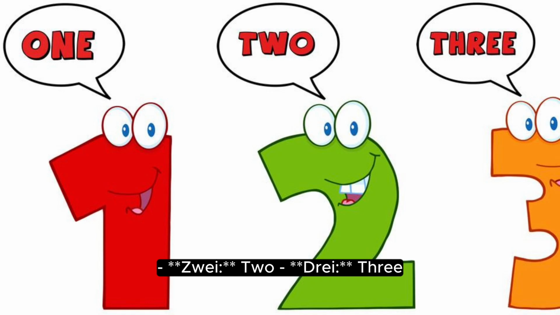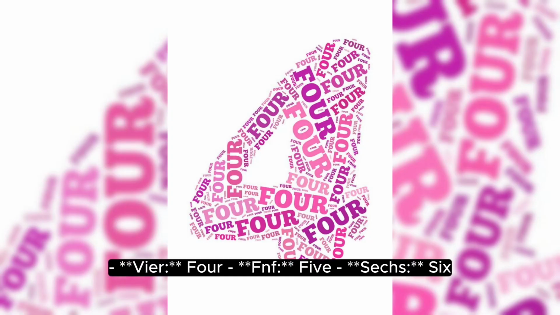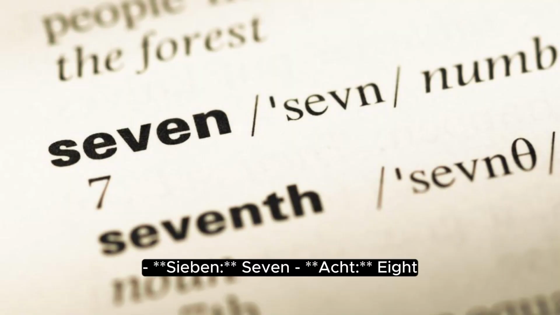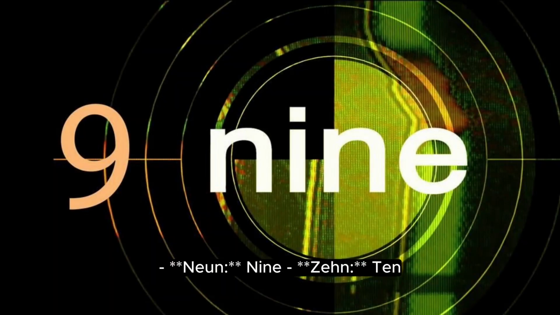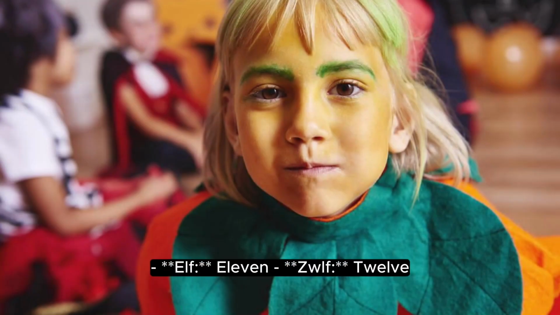Numbers 0 to 12. Null, 0, eins, 1, zwei, 2, drei, 3, vier, 4, fünf, 5, sechs, 6, sieben, 7, acht, 8, neun, 9, zehn, 10, elf, 11, zwölf, 12.